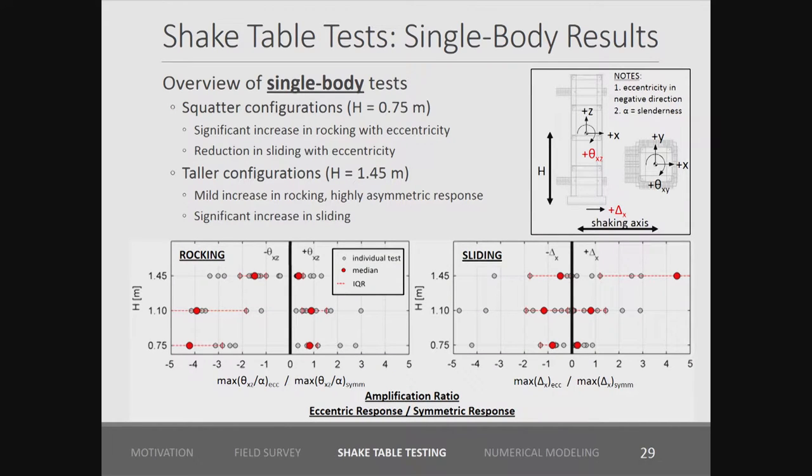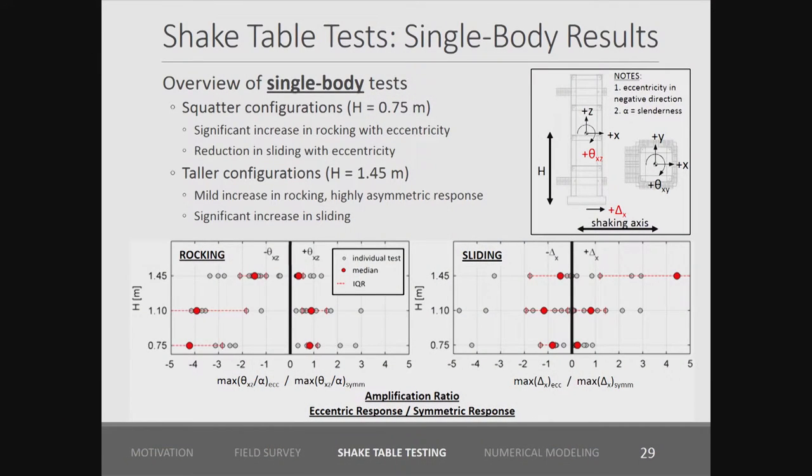In addition to the observation of the aforementioned modes, the individual geometric configurations can be further compared according to the likelihood or the magnitude to respond in a given motion. So the scatter plots on the bottom of this slide show a general overview of the single body tests, where the x-axis can be considered an amplification ratio, which takes the peak rocking rotation or the peak sliding displacement of a highly eccentric configuration and normalizes it by the corresponding response of the symmetric counterpart subject to the same excitation motion. This indicates that values greater than 1 state that the eccentric configuration responded with a greater magnitude, and data points less than 1 indicate that the symmetric configuration responded with a greater magnitude in the given mode.